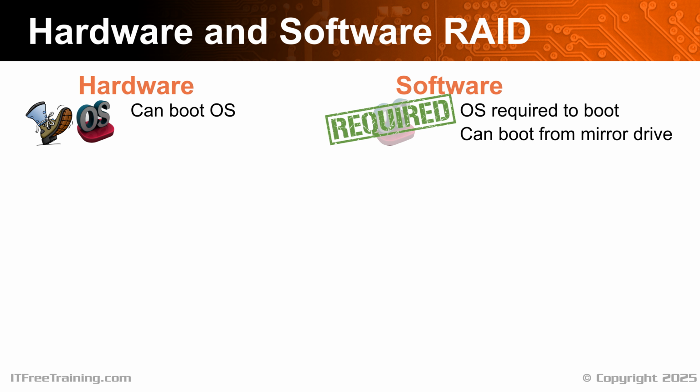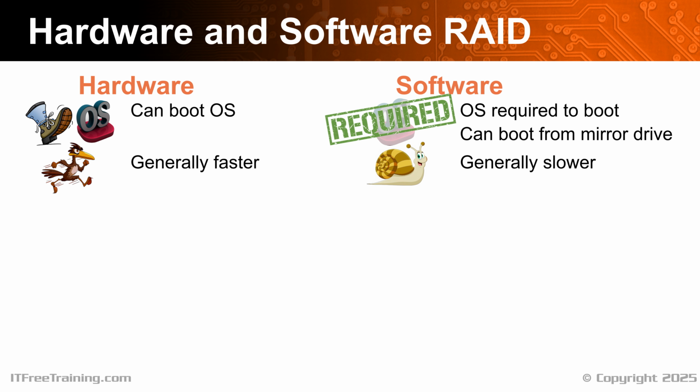However, this scenario presents a paradoxical challenge. The computer is unable to access the RAID array until enough of the operating system has successfully booted. This creates a circular dependency, meaning certain software RAID configurations can't be used to boot the computer. Hardware RAID is generally faster than software RAID.